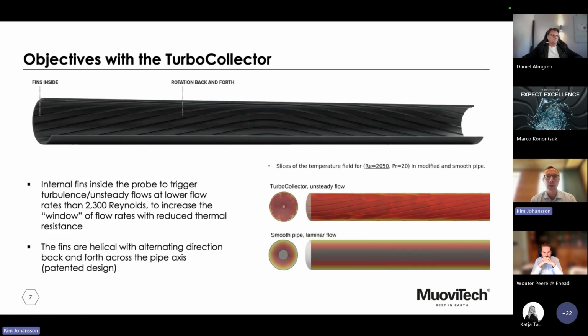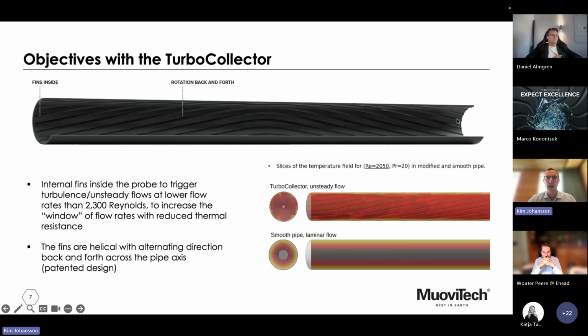Our product that we are talking about today is the TurboCollector. And we are trying to affect this turbulence using this pipe. Basically, it's a normal polyethylene pipe with the addition of these fins that you can see in the picture. And these fins are rotating back and forth in the pipe. I will come back to that a little bit later, why it's important that they have this twisting.